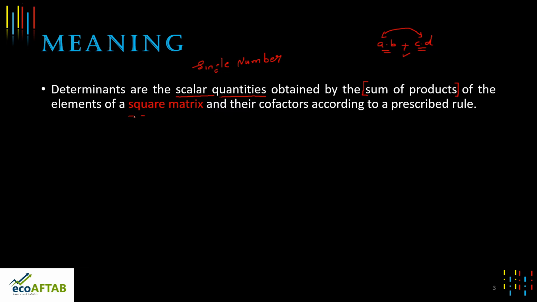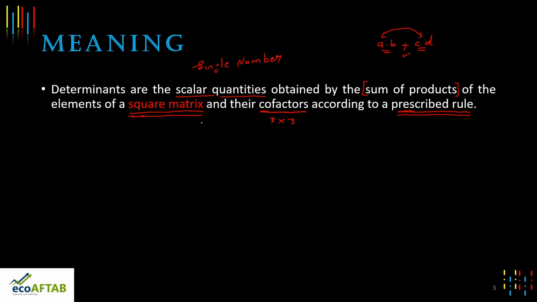So, here one important thing is when we speak about determinants, we can find the determinants only for a square matrix. It can be a 2 by 2 matrix or else it can be a 3 by 3 matrix, and they are cofactors. This particular word cofactors comes into the picture when we are speaking about a 3 by 3 matrix, and according to a prescribed rule. In my next slide we will be seeing what the rule is.